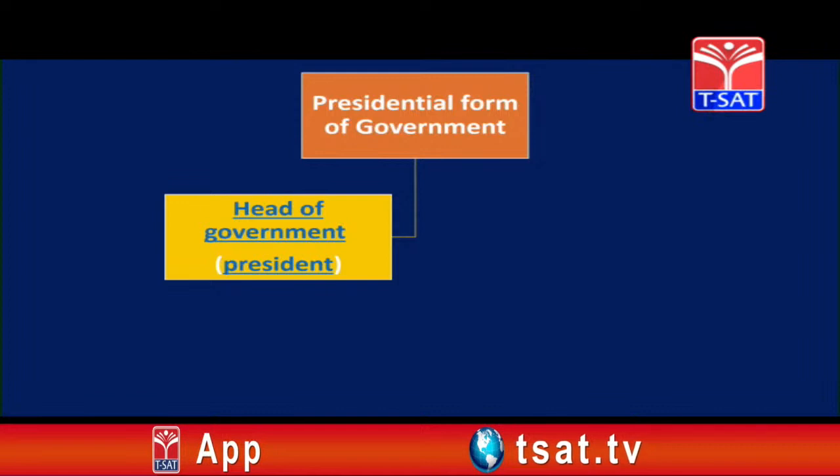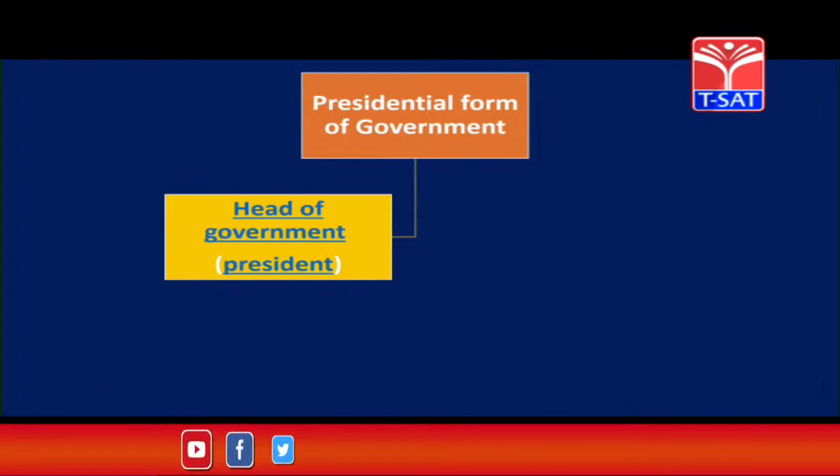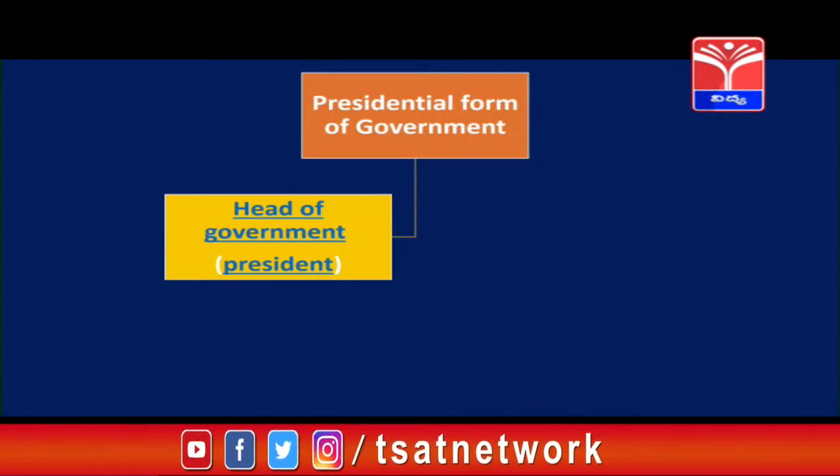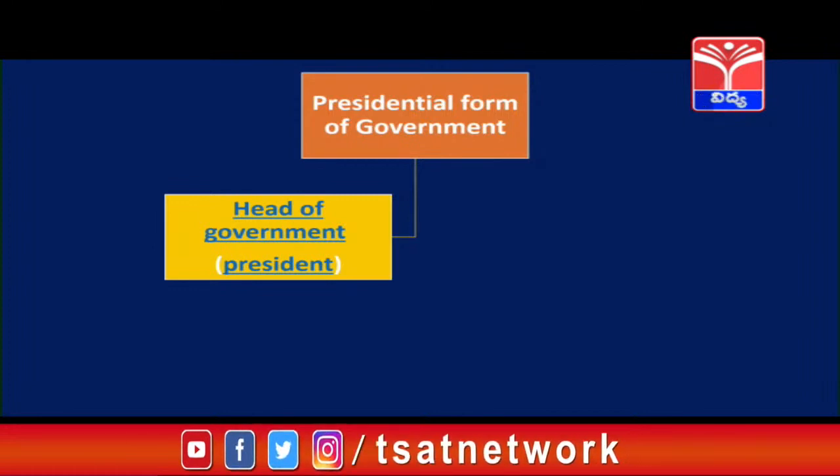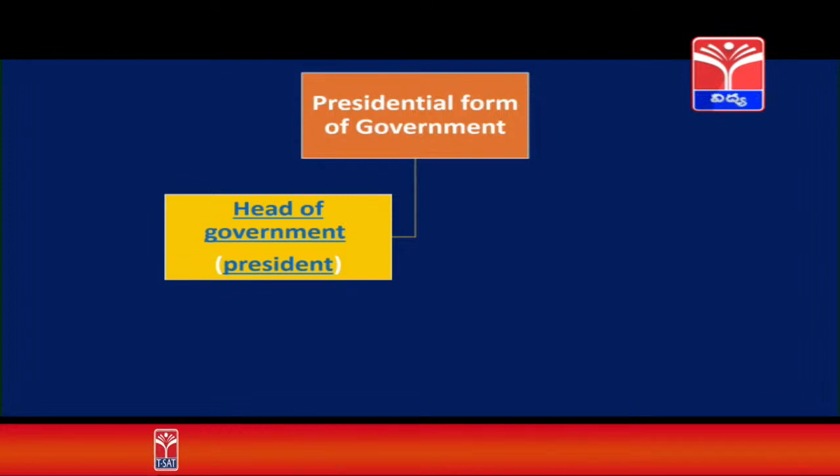Children, the machinery of government works on three parts, that is the legislature, executive and judiciary. Legislature makes the laws, executive implements the laws and the judiciary will protect the laws. But when talking about the presidential form of the government, the head of the state is president and he will look after the execution part, that is the implementation part of the laws. This head of the government is in most cases also the head of the state.